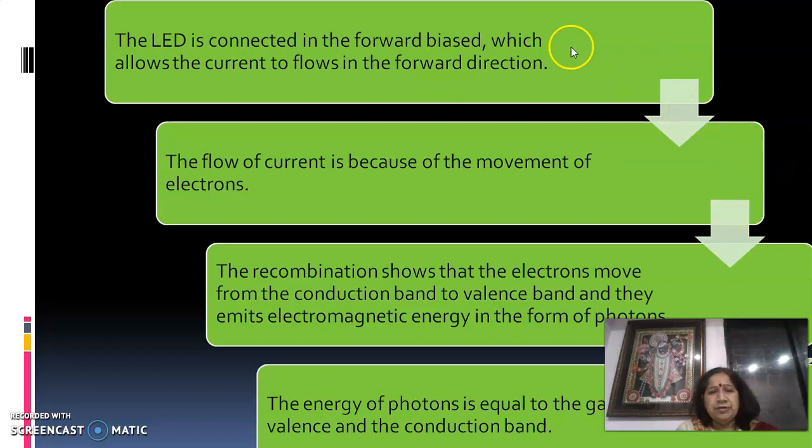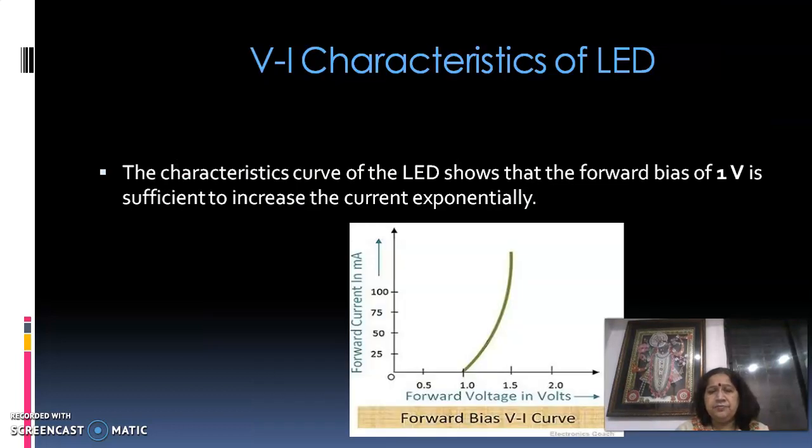The LED is connected in forward bias condition, and whenever current flows in the forward bias condition, light will be emitted. The flow of current is because of the movement of electrons. The recombination shows that the electrons move from the conduction band back to the valence band, and when they move back, they radiate energy in the form of light or photons. The energy of photons is equal to the gap between the valence band and the conduction band.